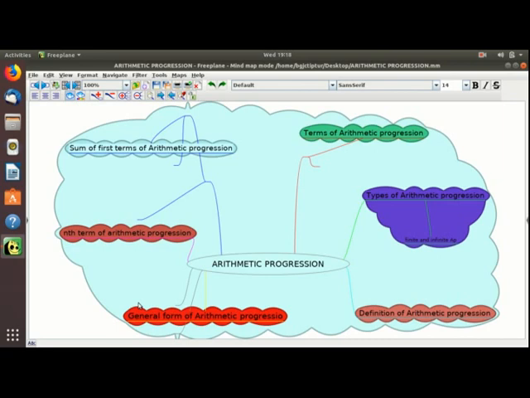By using this general formula and the nth term, we can solve many problems, such as finding the first term, the common difference, the nth term or any term of the arithmetic progression. Let us take one example: a is equal to 3, d is equal to 5 and n is equal to 6. Find the sixth term. By substituting the values of a, d and n in the formula, we get the sixth term. Like this, we can find any term of the arithmetic progression.